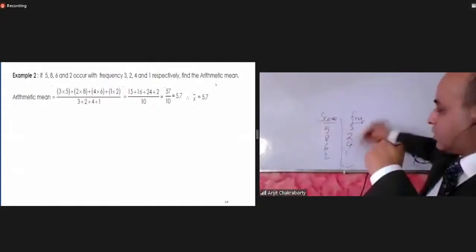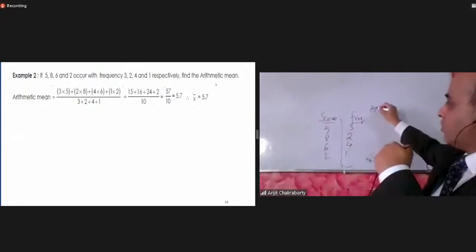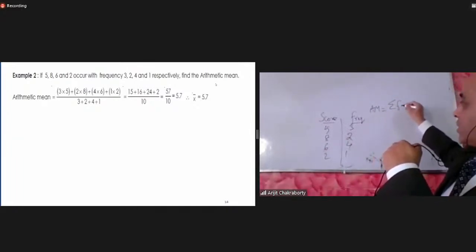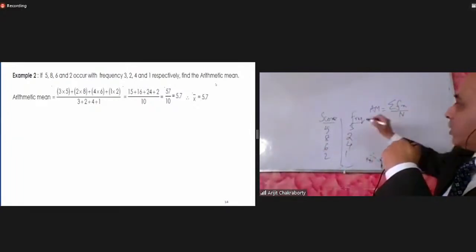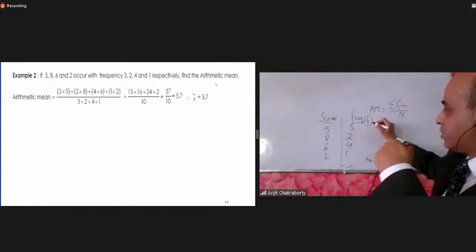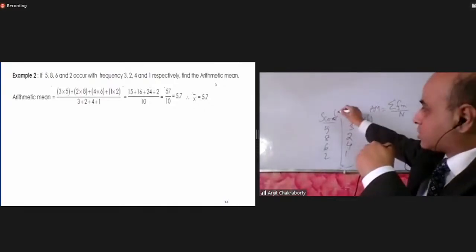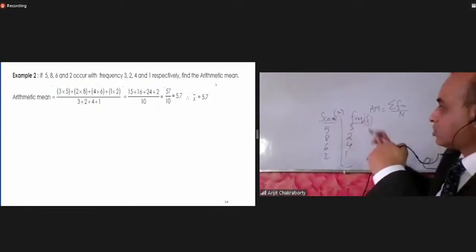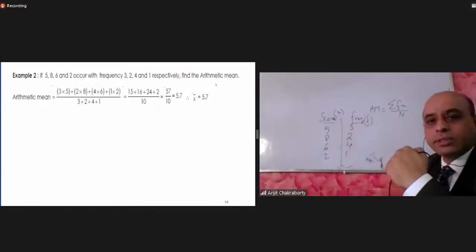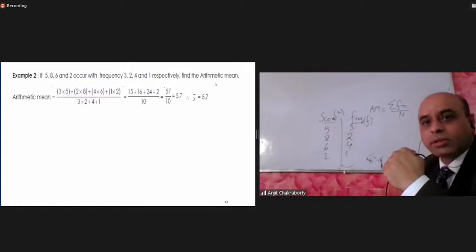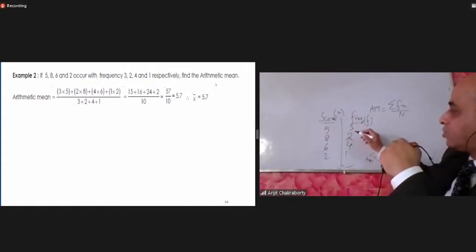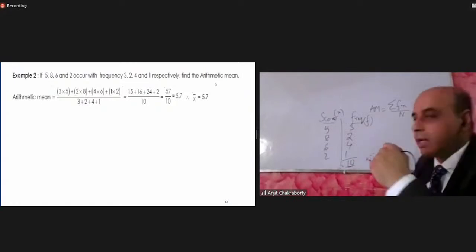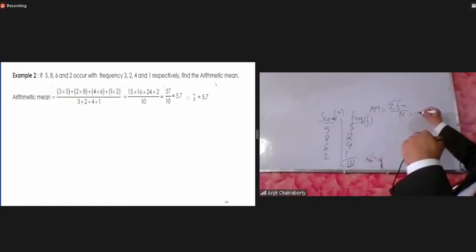The arithmetic mean in this case, the formula will be sigma fx by n, where frequency is written as f, score is written as x, and the total number of students here you can see is n. Total number is n. So here we have 3, 4, 5, 9 and 10. So total is 10 and it's called n. So total frequency n is equal to 10.